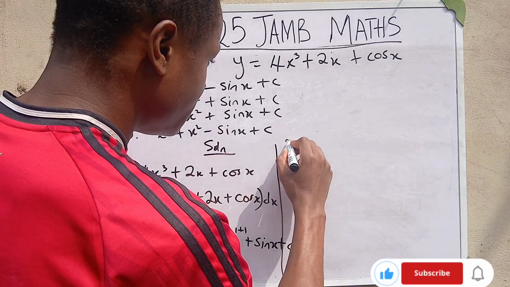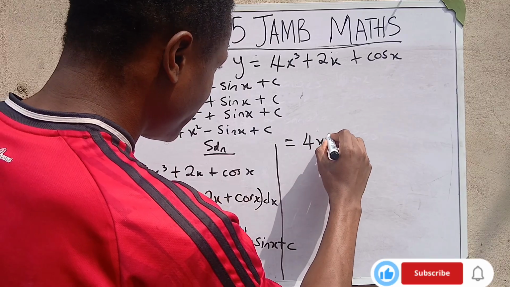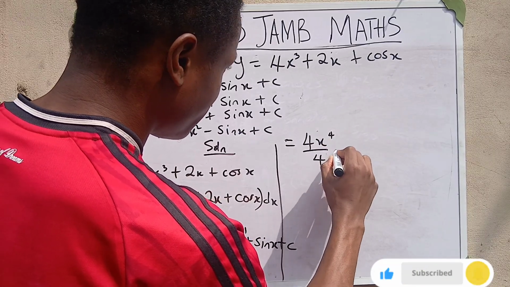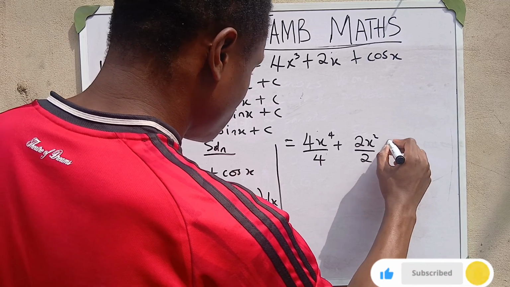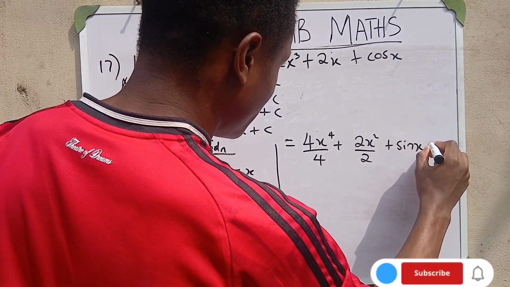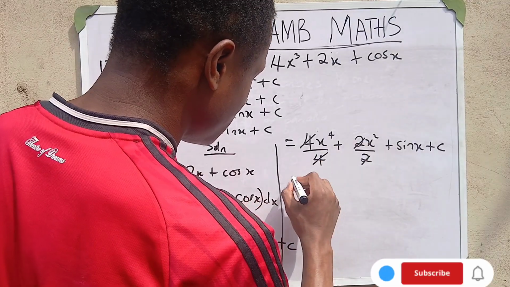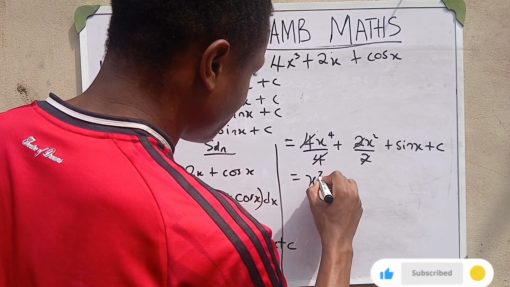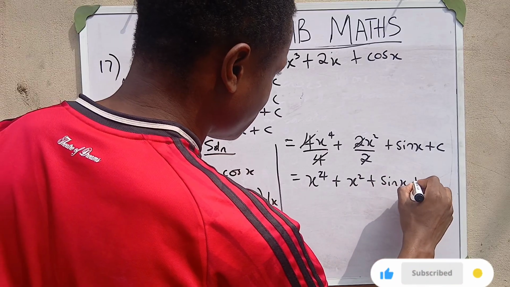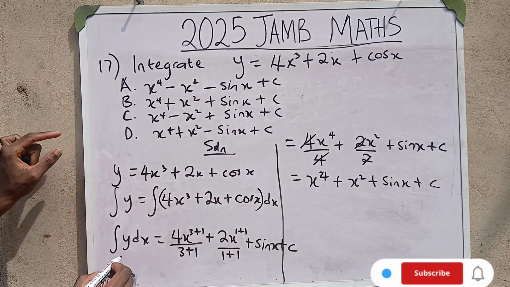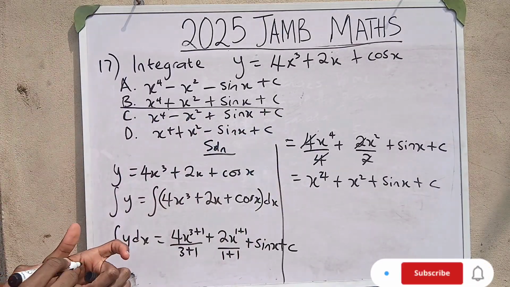So this is going to be 4x raised to the power 4 all over 4 plus 2x squared over 2 plus sine x plus c. So this cancels this, this cancels this. So we'll be left with x raised to the power 4 plus x squared plus sine x plus c, which is option B. So option B is the correct answer.